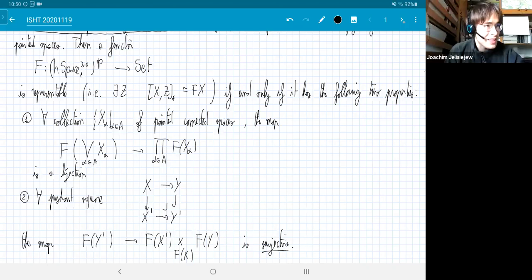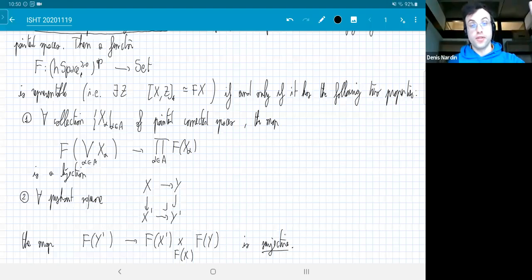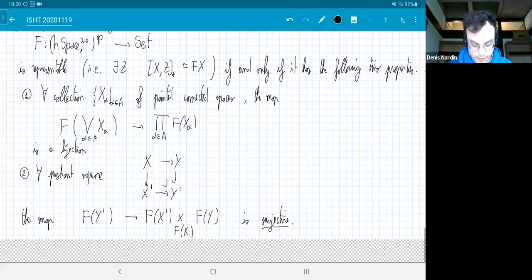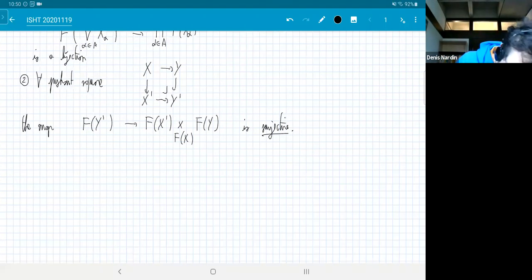Another small question, sorry. Why is the greater or equal than zero in the symbol for the connected spaces? Thank you for this question. This is an extremely important fact. It's a remark I want to spell it out.